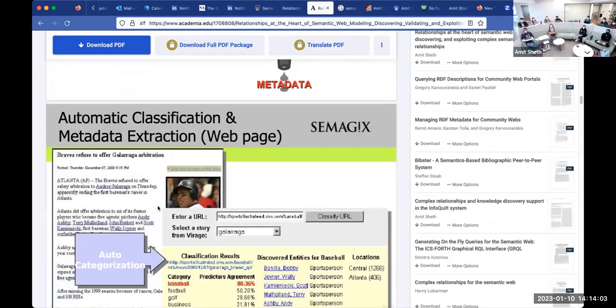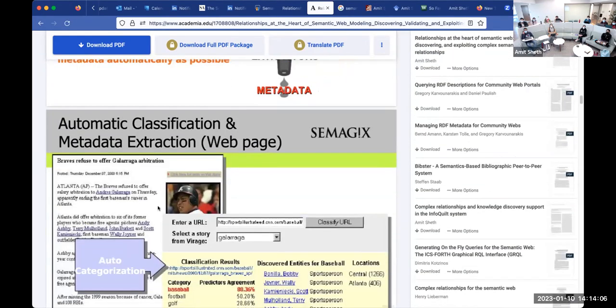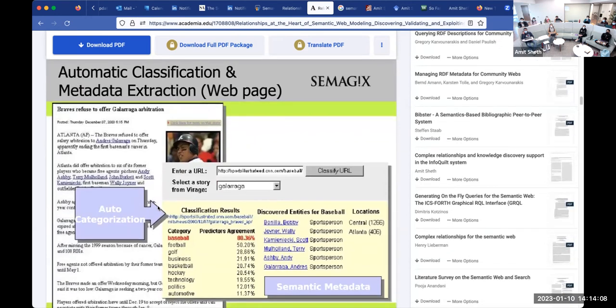I want to show you one interesting thing. So look at this here. Here's a web page that we come across. There's some structure, right? The title, posted, you see? Atlanta location here, right? There is a caption, all that. What we do first is run a classifier to say, what is this page about?